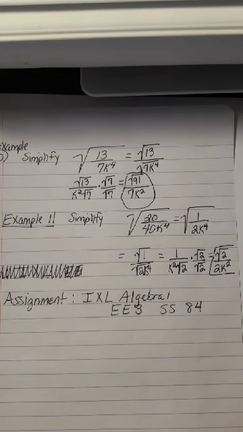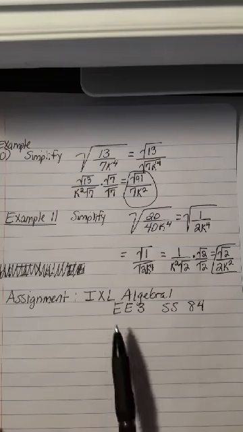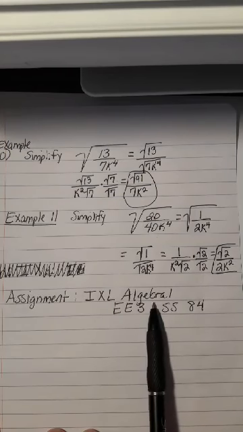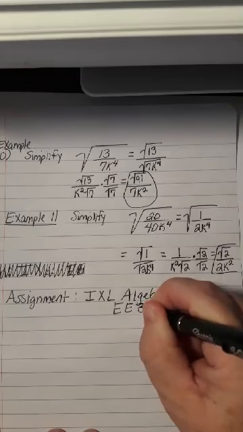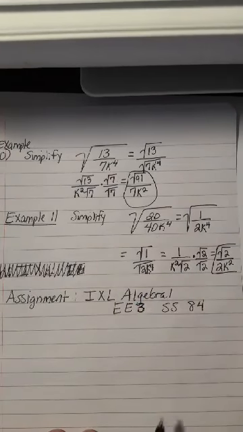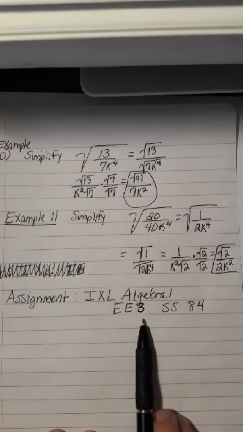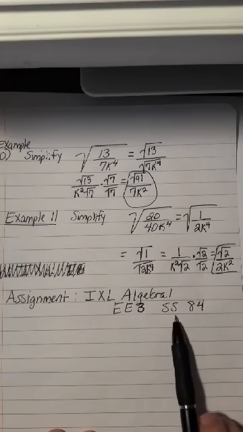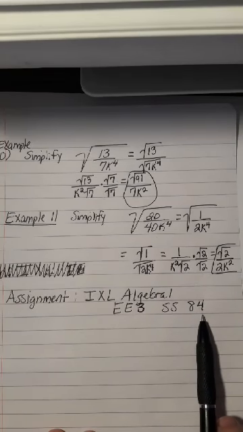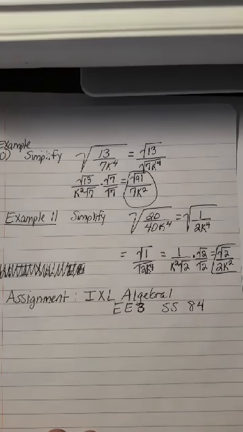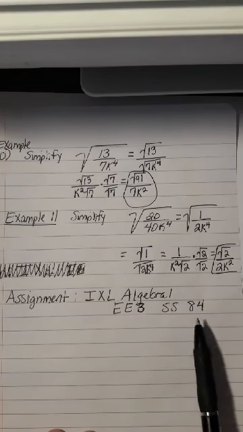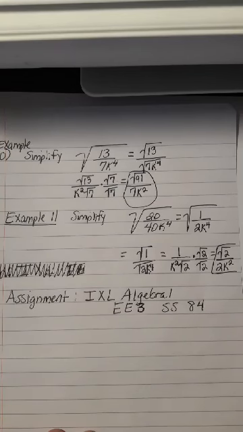Your assignment for today is IXL, Algebra 1. We're going to go back and do, remember we skipped EE3, and so that's what this lesson is on. We're going to go back and do EE3. You need to get a SMART score of 84. I bumped it up to 84 because I wanted to make sure that you got one of these problems where you have to rationalize the denominator. Alright, so get a SMART score of 84 on lesson EE3.